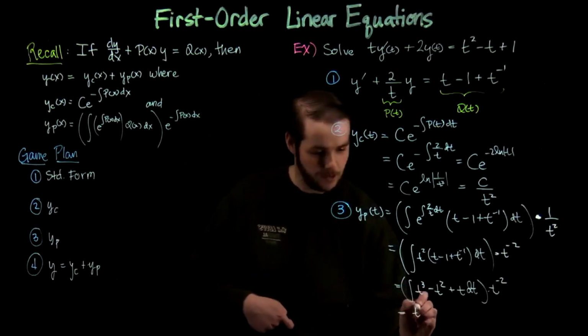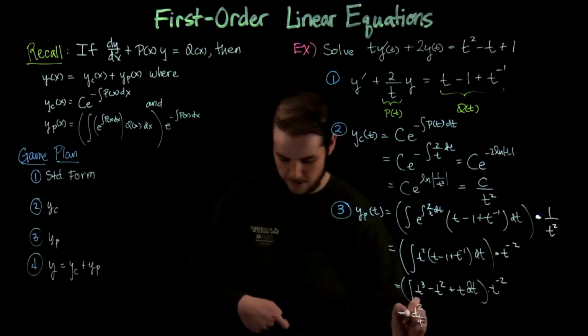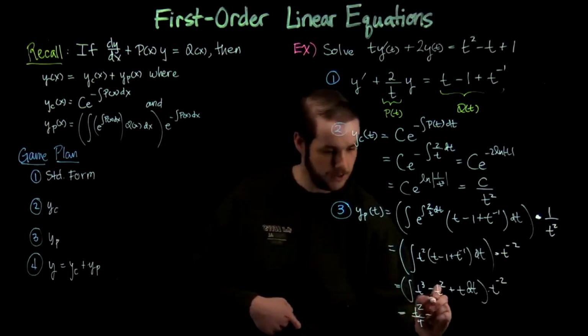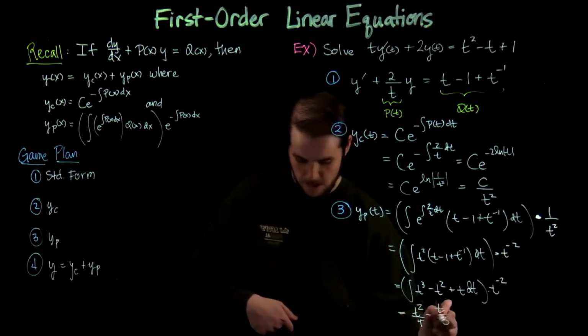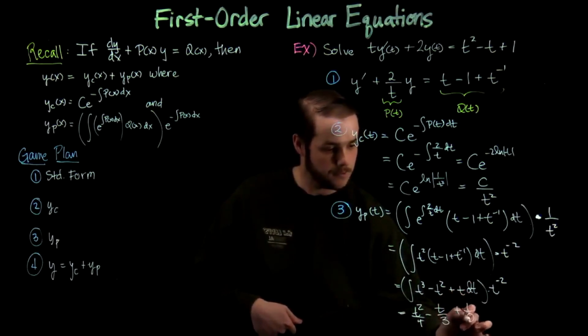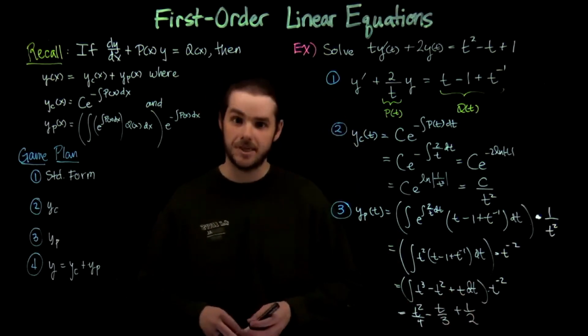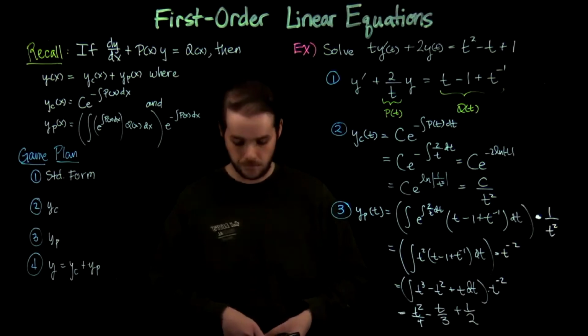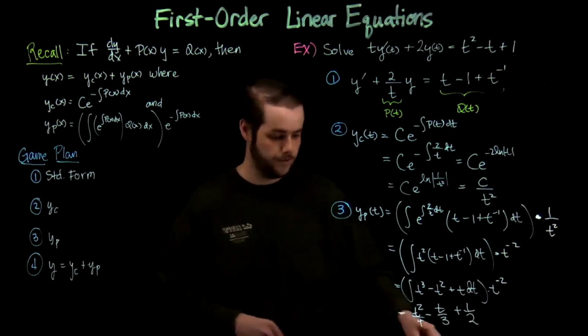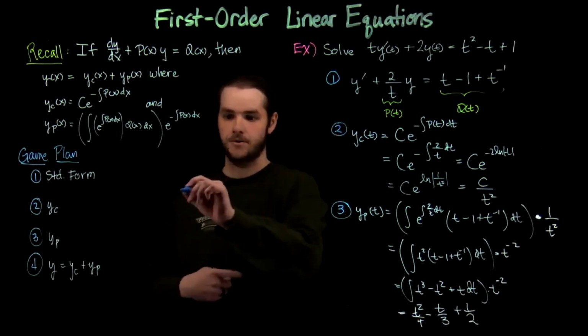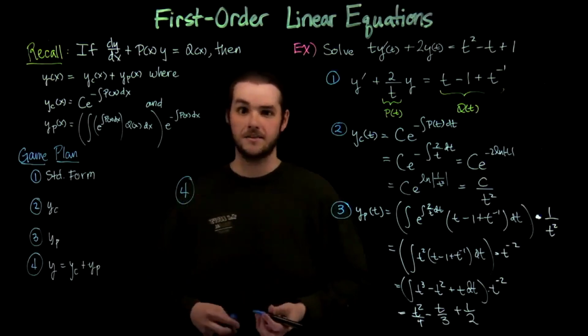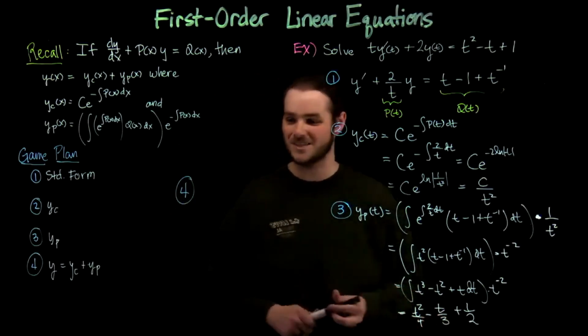I get t squared over 4 minus t over 3 plus a half as my particular solution. Now, the very last step is the fun one, because I get to just write the answer down.